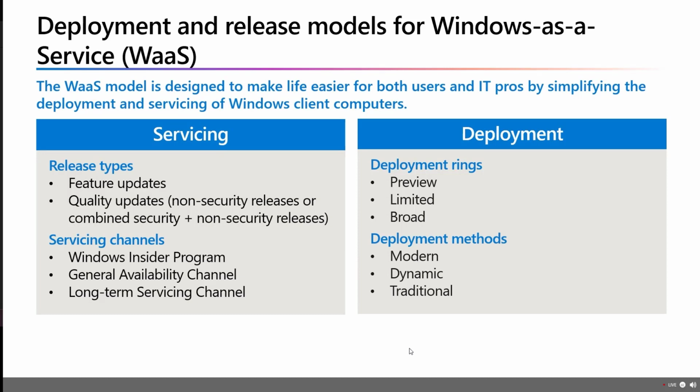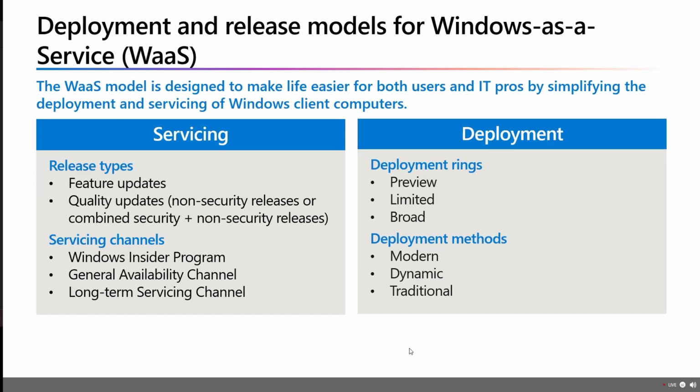General Availability Channel. This receives new functionality with feature update releases annually, and this model is ideal for pilot deployments and testing of feature updates. There's also the LTSC, which is the long-term servicing channel, and it's designed for specialist systems and devices that don't run Office apps, such as medical equipment or ATMs. So these devices typically perform a single task and don't need frequent updates compared to other devices in an organization.